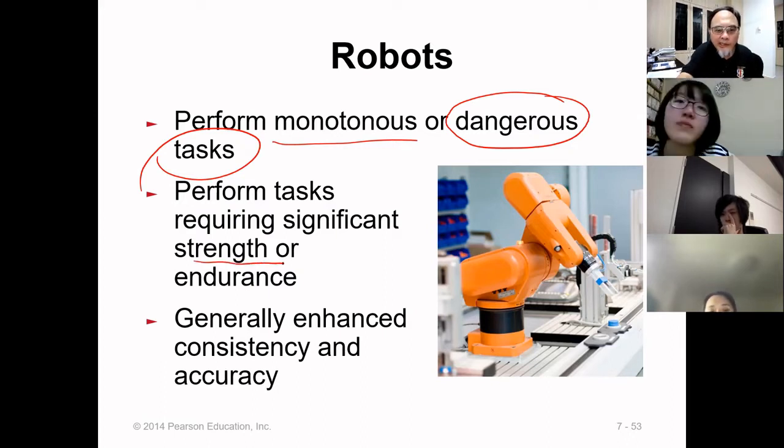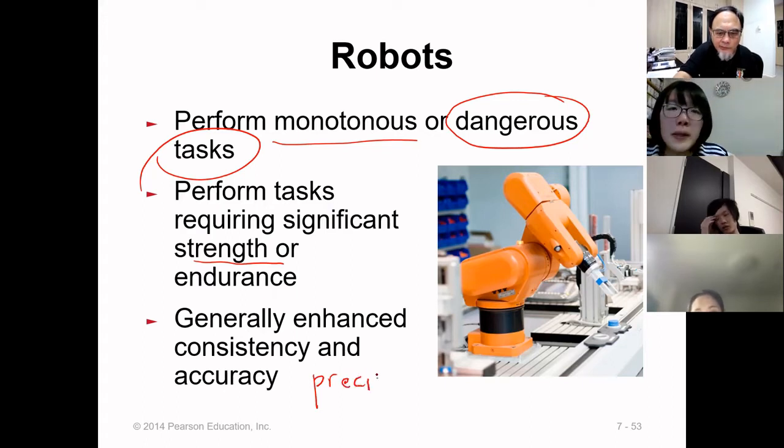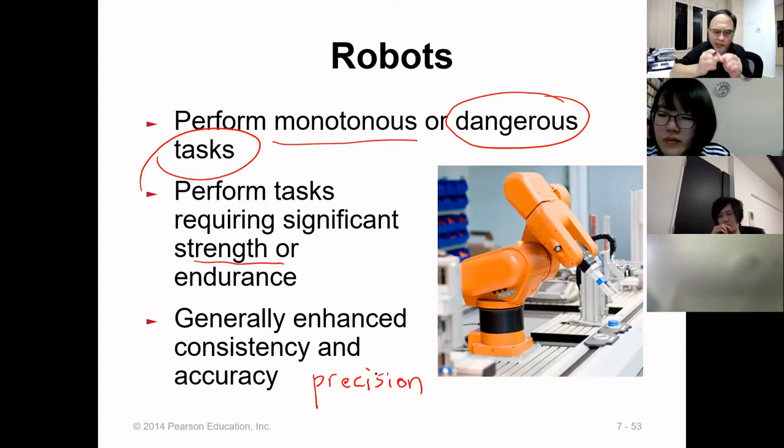Or jobs requiring strength, you need a robot. And also precision. Very accurate jobs, very accurate, nano, smaller size. Okay. You go and Google on the internet, Denso. You know Denso? You Google Denso robot.